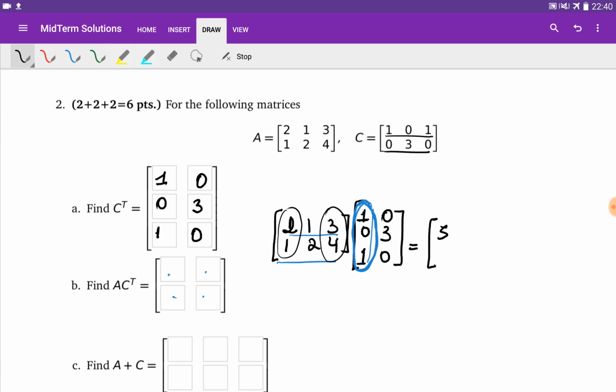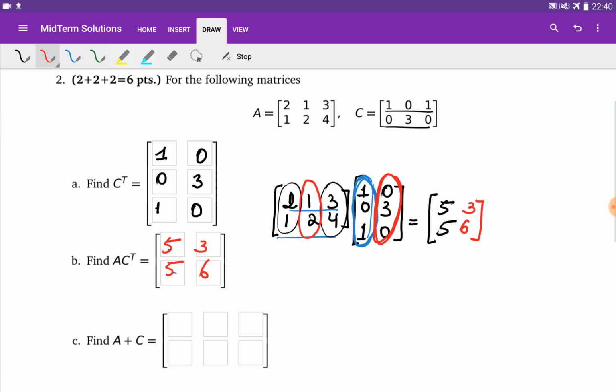It is going to be equal to 5 and 5. And the second column of this matrix is going to tell us how we need to combine the columns of this matrix. It tells us that I have to multiply this column by 3. It's going to be 3 and 6. So the multiplication of A by C transpose is going to be 5, 3, 5, 6.